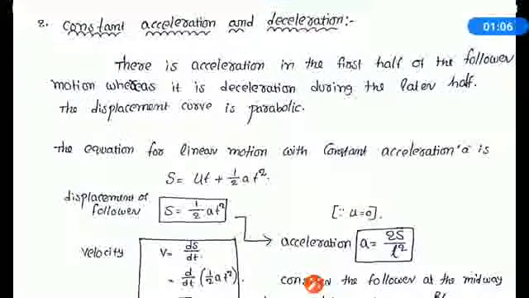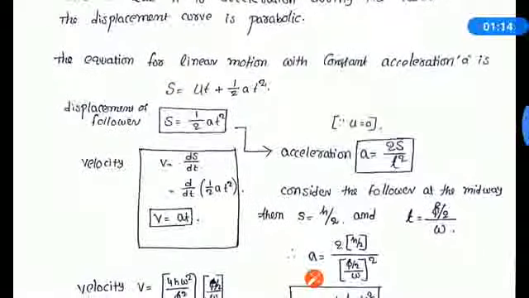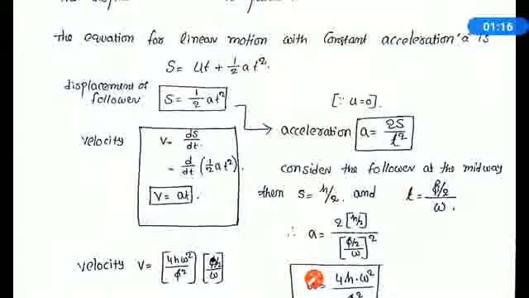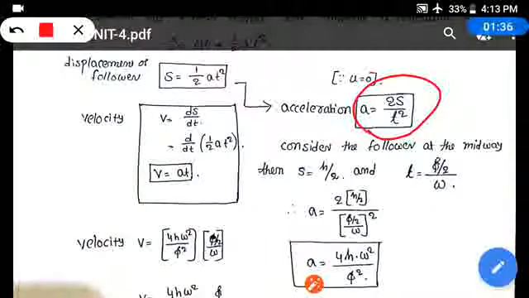If you see here, during the first half of the motion the follower is at constant acceleration, during the next half of the motion the follower is at constant deceleration. So in order to obtain velocity and acceleration of this follower, we are using the equation s is equal to ut plus half at square. In this u is 0, the initial velocity of the follower is 0, so s is equal to half at square. From this you can obtain the acceleration of the follower in terms of displacement and time. Acceleration is equal to 2s by t square.